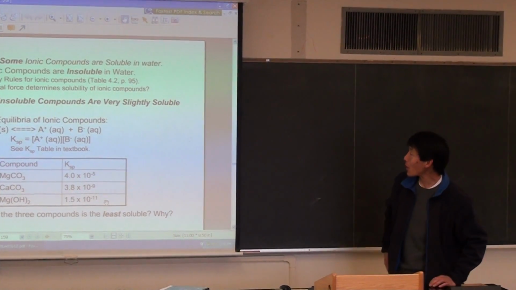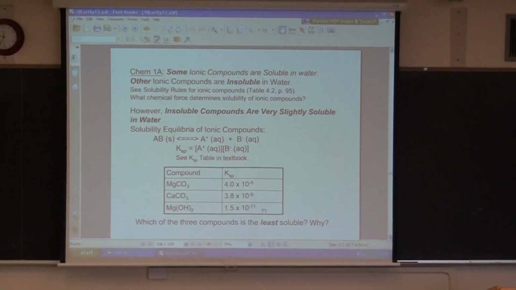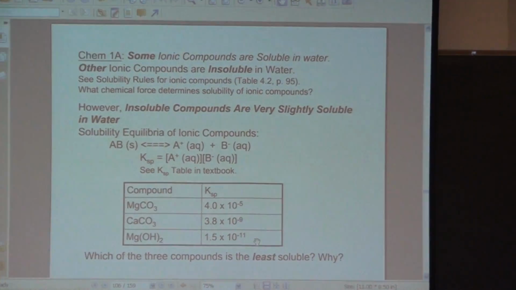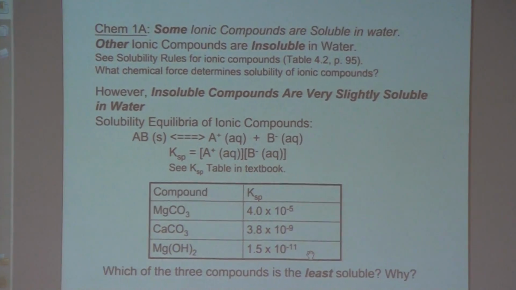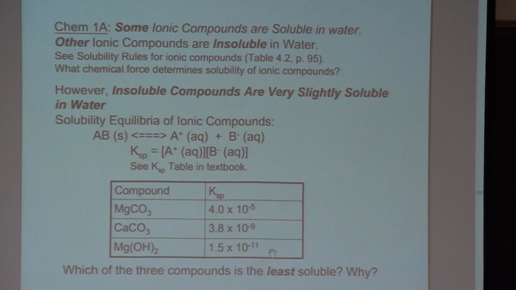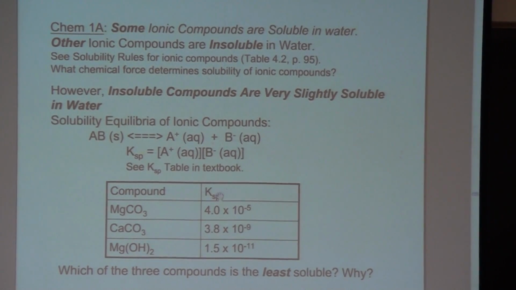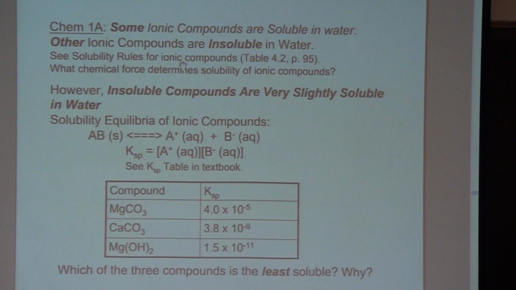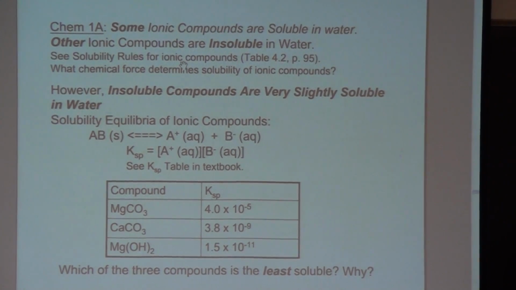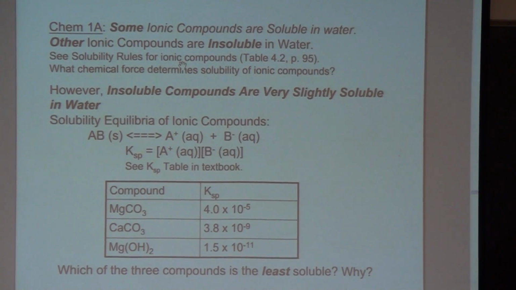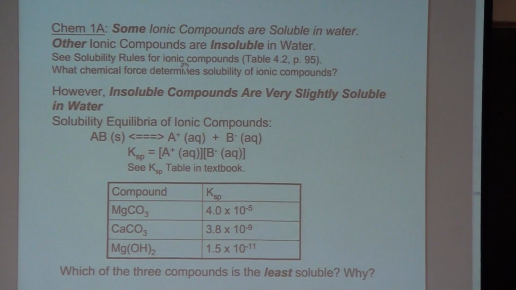Okay, so today we'll talk about solubility. In Chem 1A, we found that some ionic compounds are soluble in water, other ones are not soluble in water. And we looked at these solubility rules, table 4.2 on page 95, to identify compounds which are soluble and compounds which are insoluble.